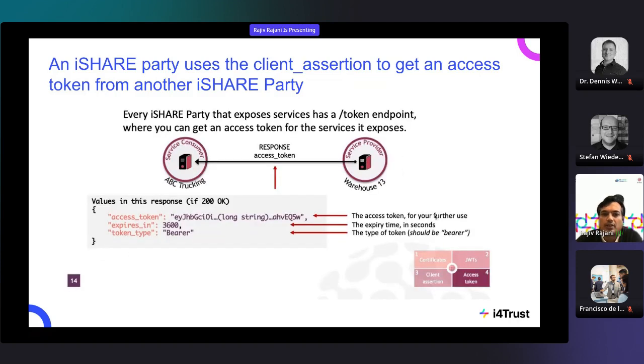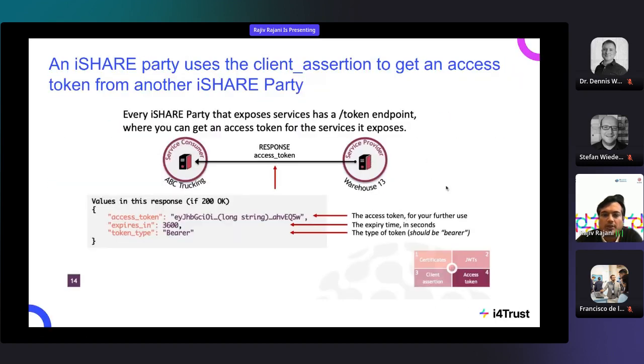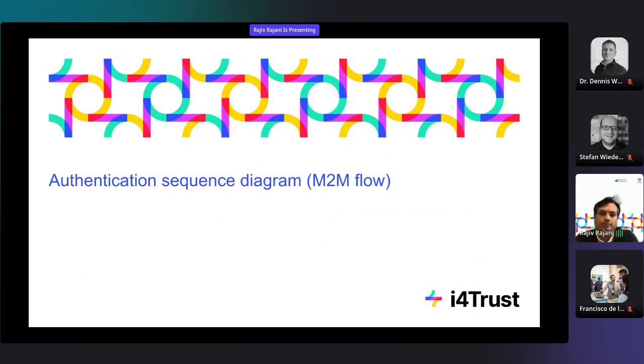On the service provider side, the service provider decodes that client assertion and validates it on various parameters. When it is satisfied that it is indeed the authentic identity token, it issues a bearer access token back to the service consumer. Using this token, the service consumer can now request any data from the service provider, provided, of course, the service consumer has authorization to access that data, right?